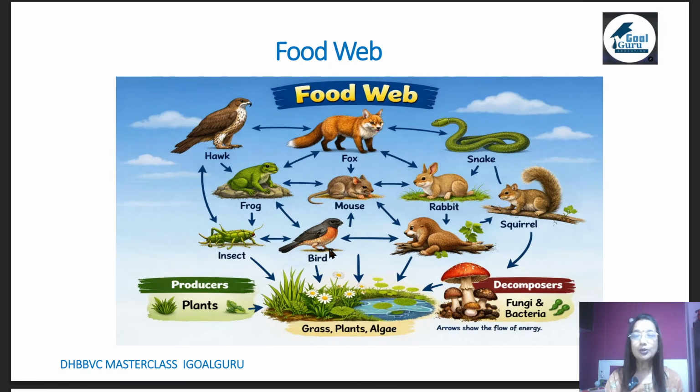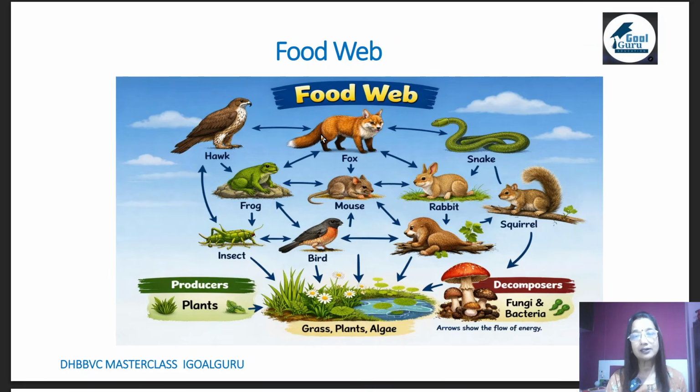So, if you look at this carefully, the frog eats the insects, and the snake eats the frogs and the rabbits. So, the hawk can prey on the snakes. So, one organism is connected to many others. That is why this is called a web. Okay. Every arrow represents the direction of the energy flow from food to the organism consuming it.